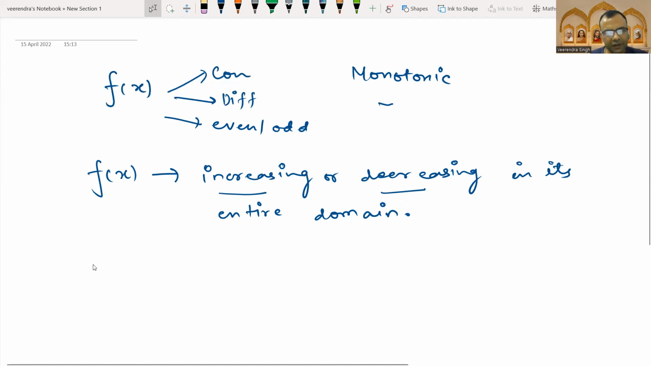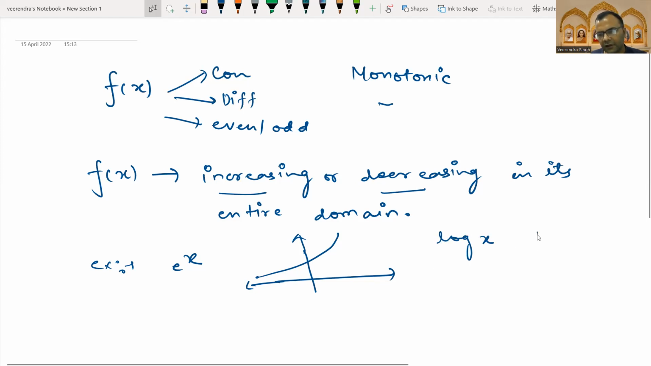For example, if we take e power x and plot the graph for e power x, it looks like this. So we can see from the graph that the function is increasing. If we take log x, the graph for log x is like this. So here also it is increasing.